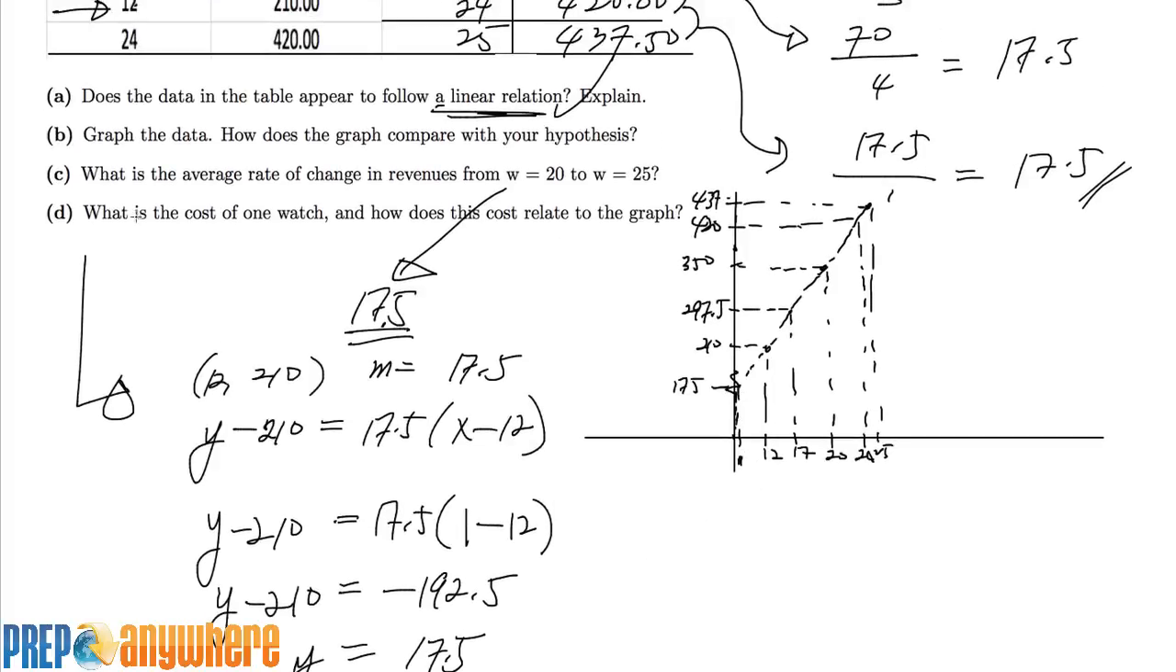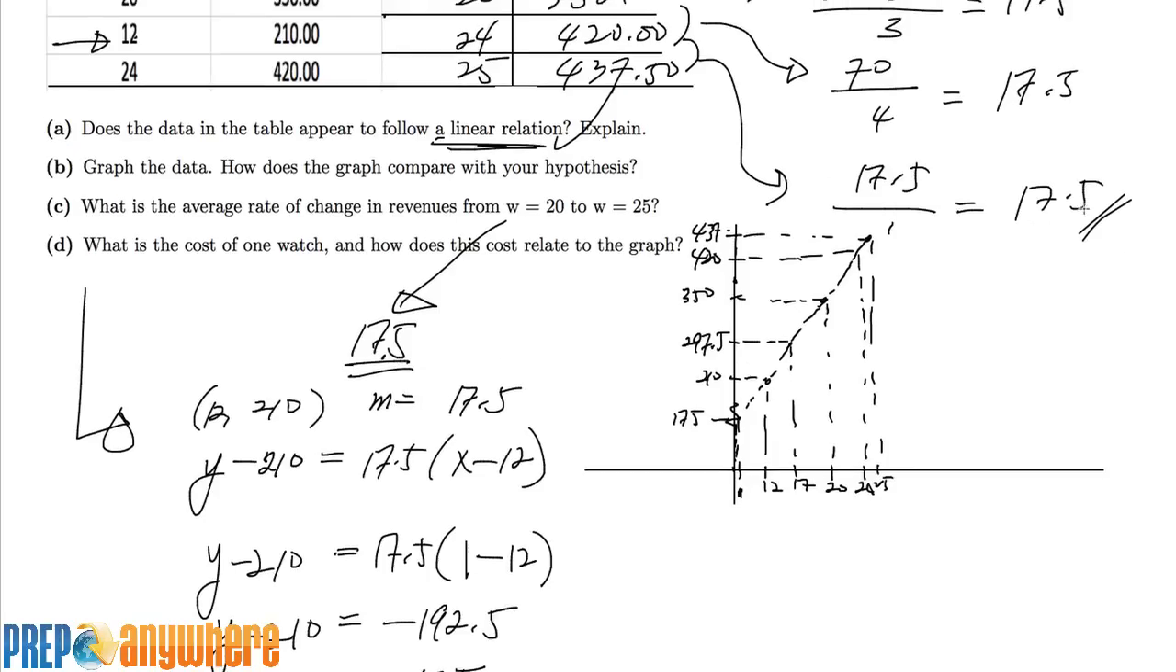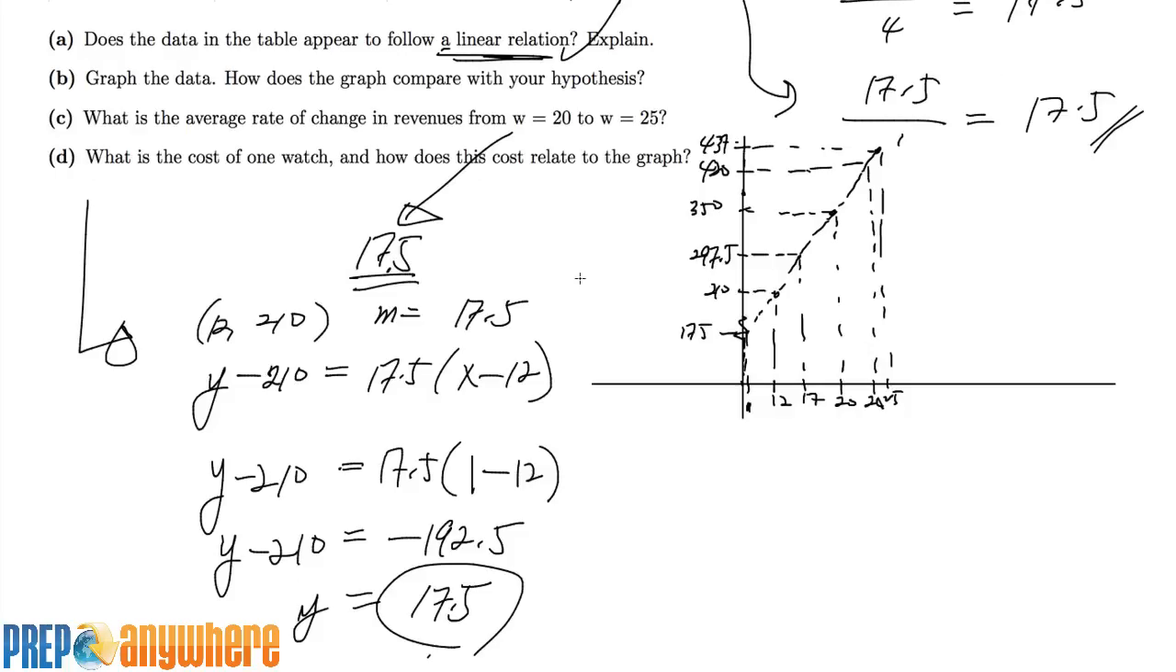So it says, what is the cost of one watch, which is $17.5. How does cost relate to the graph? The average rate of change was 17.5. Well, this makes sense. Each watch costs 17.5, right? So every watch you sell, it'll generate $17.5 more, because that's how much one watch costs. That makes a lot of sense, right?